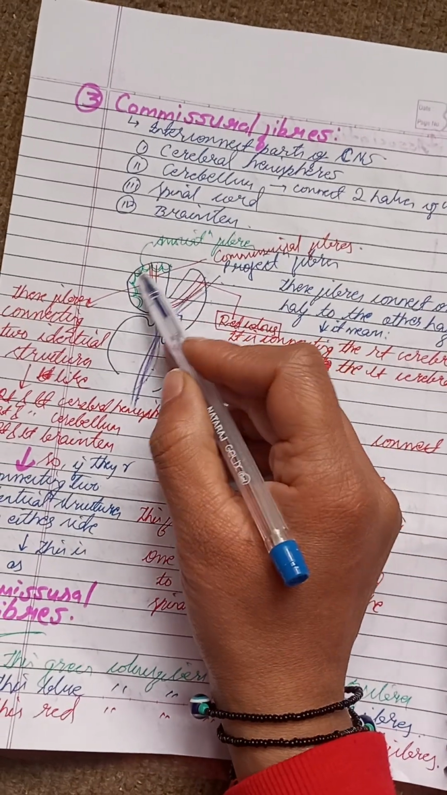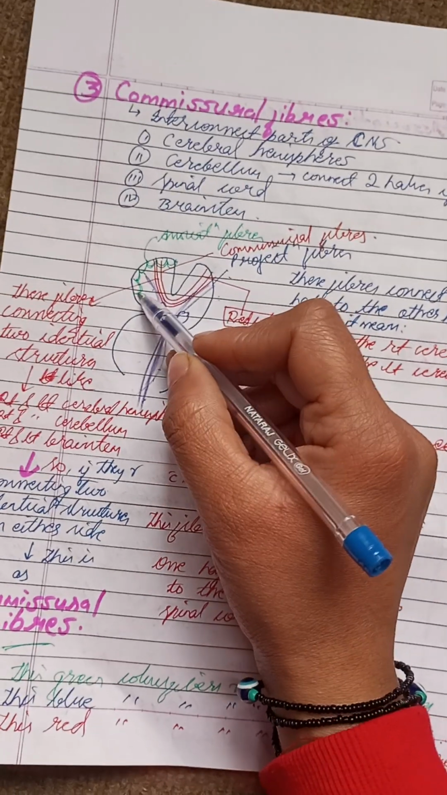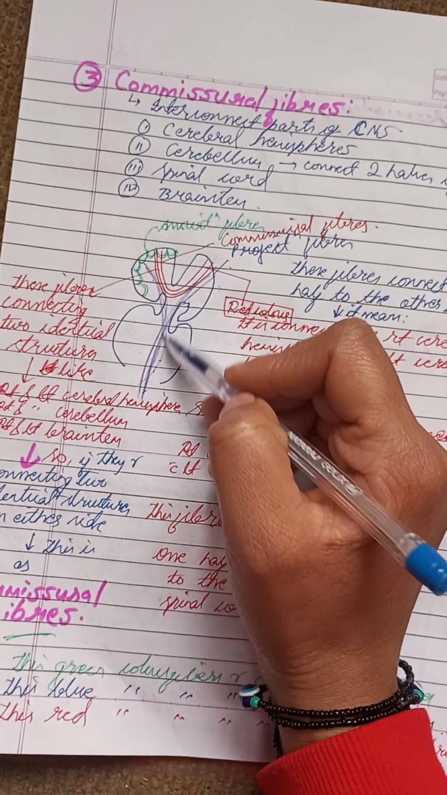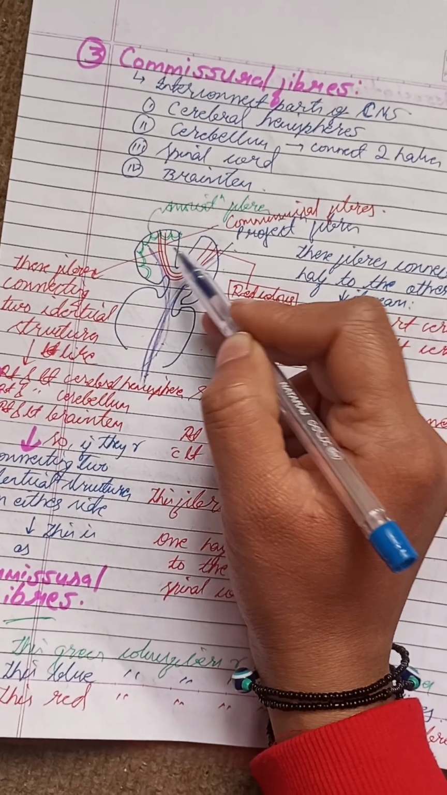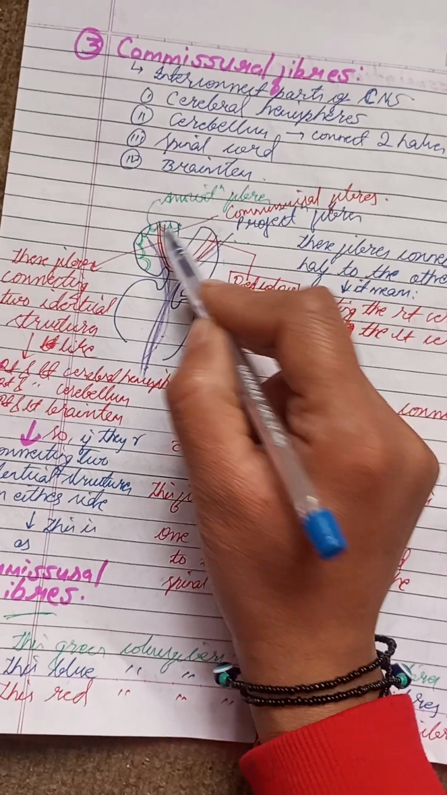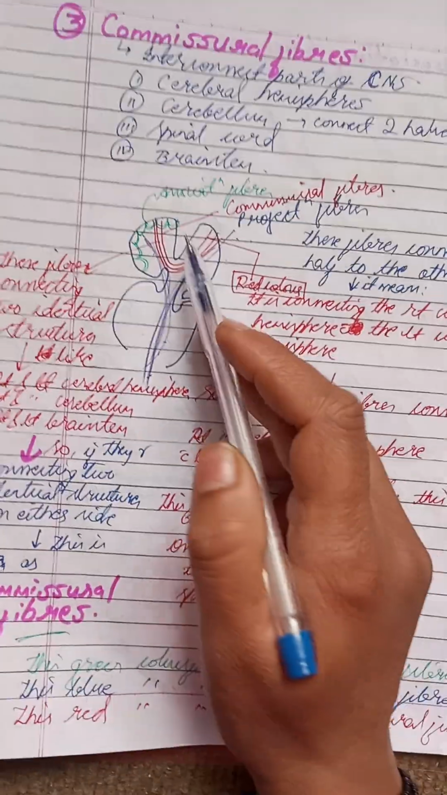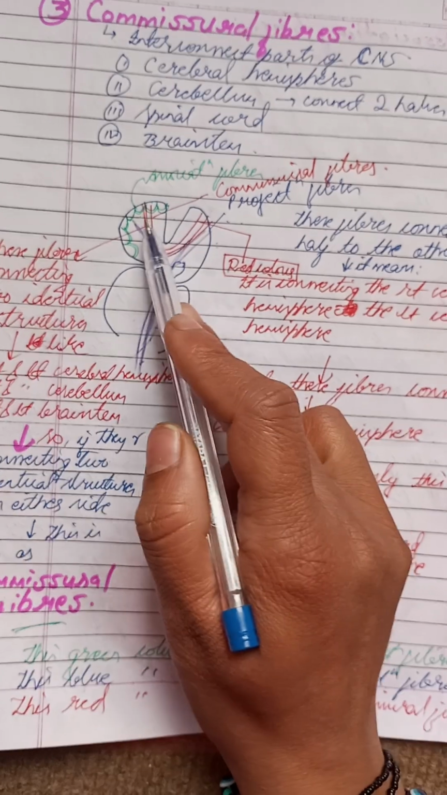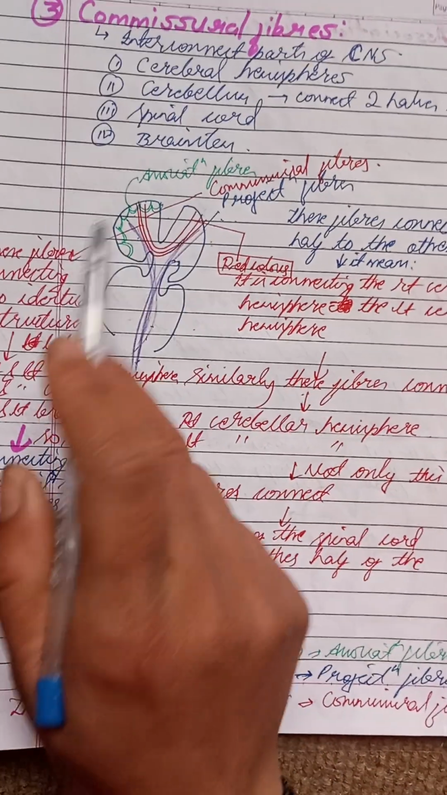See, this is the right cerebral hemisphere, and this is the left cerebral hemisphere, right? These green fibers are the association fibers. These purple fibers, running from higher to lower, are the projection fibers. And these left-right red fibers are connecting the right to the left, one half to the other half. It means they connect the right cerebral hemisphere to the left cerebral hemisphere.